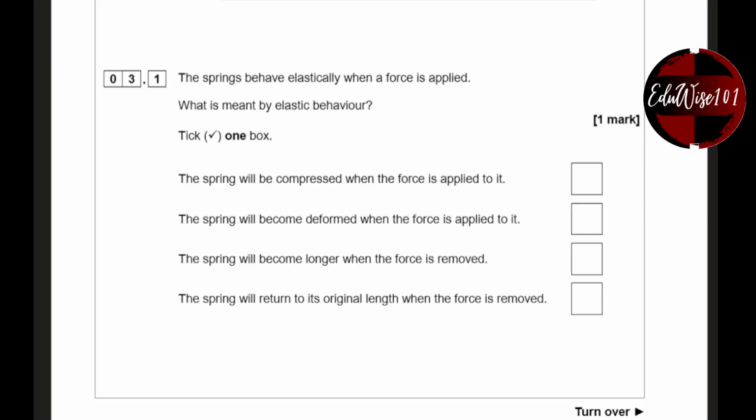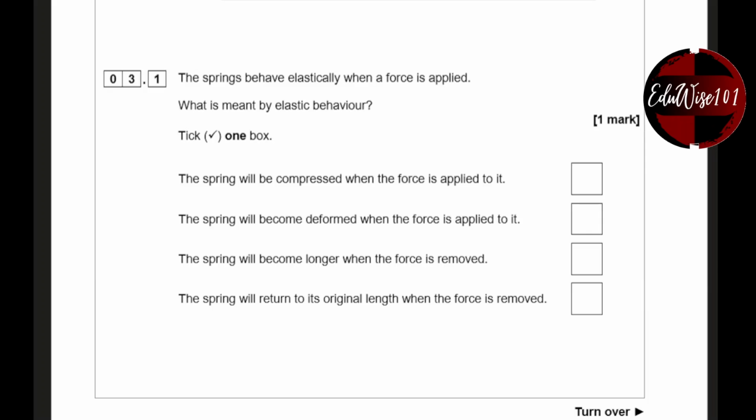The spring will be compressed when the force is applied to it. That's not elastic behavior. The spring will become deformed when the force is applied to it. That's not elastic behavior as well. The spring will become longer when the force is removed. No, that's not true. It's true, but that's not elastic behavior.